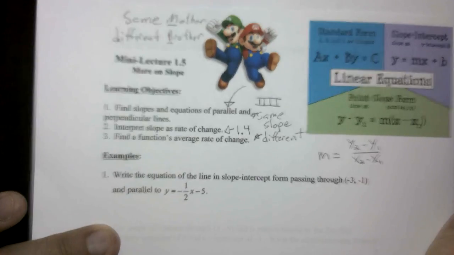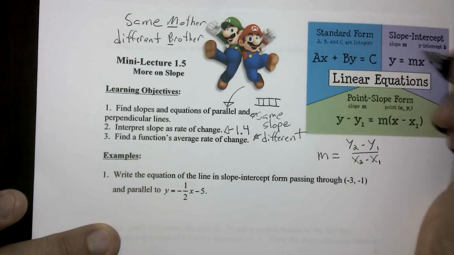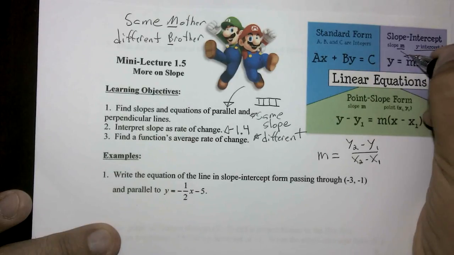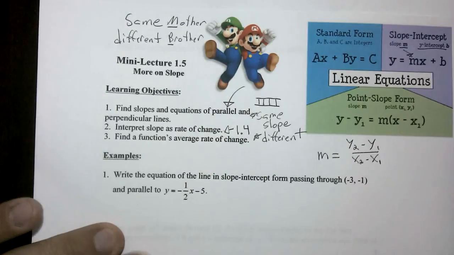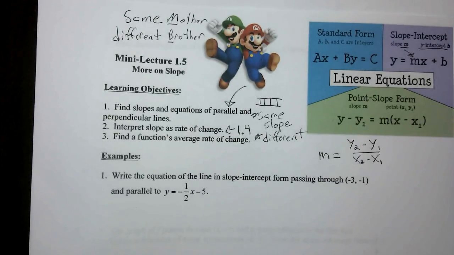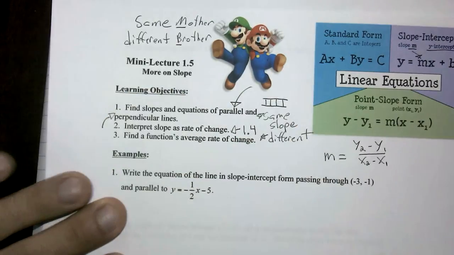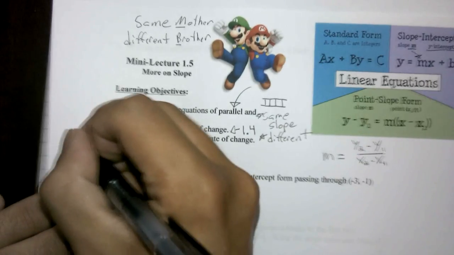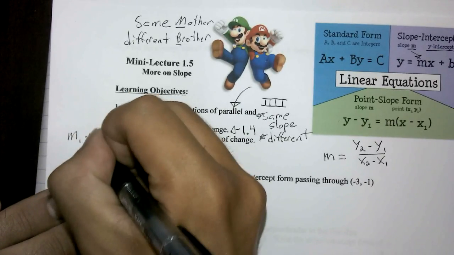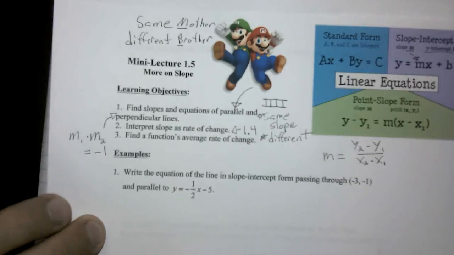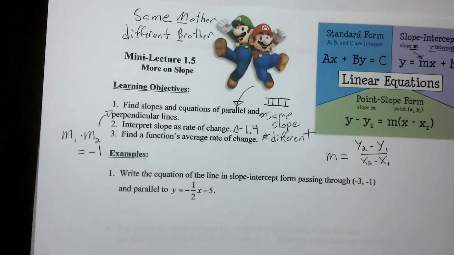Because in slope-intercept form, you'll see B, which is representing the y-intercept. So they have the same slope, same mother, different brother. That should help you if you get stuck remembering parallel lines. Perpendicular, however, I haven't thought of a clever way to think of this. If you think of one, definitely let me know. The slopes, when multiplied, should be equal to -1. You might refer to them as negative reciprocals of each other, flipped-around fractions, in which case that works just fine too.